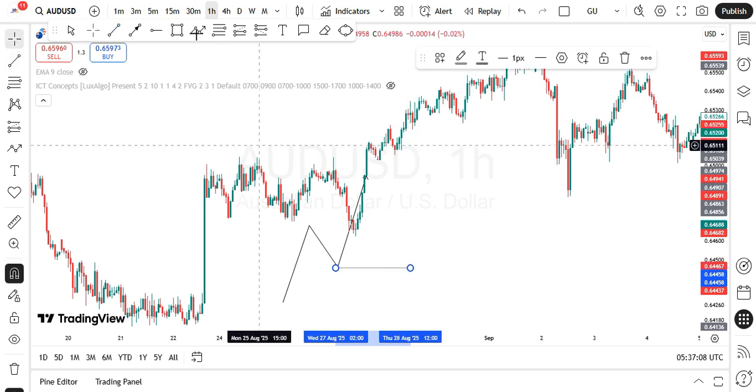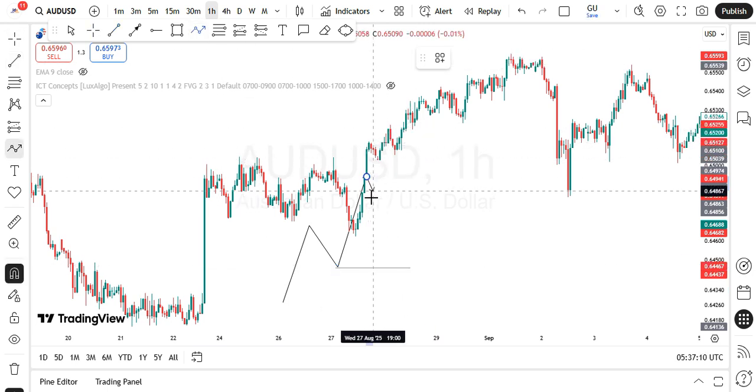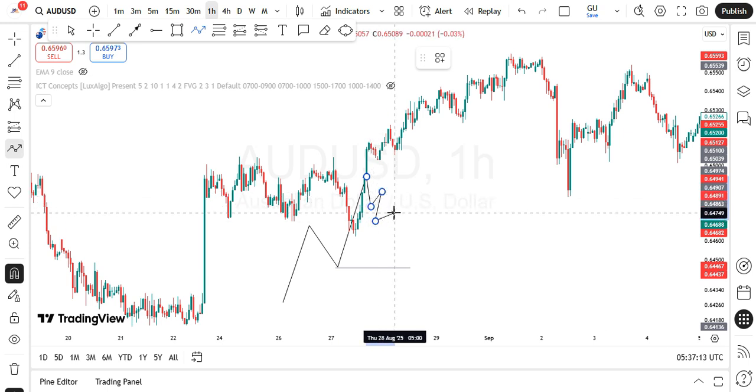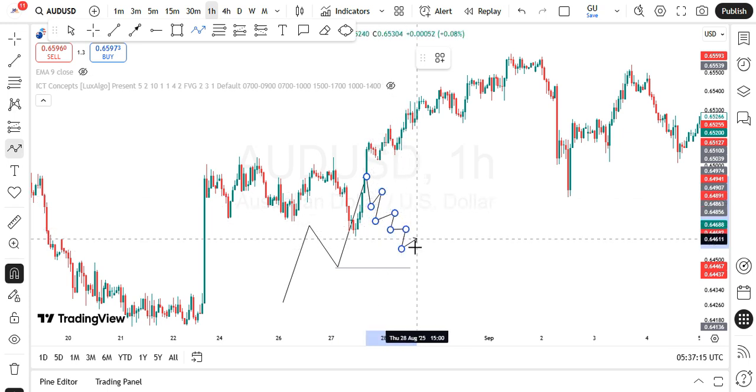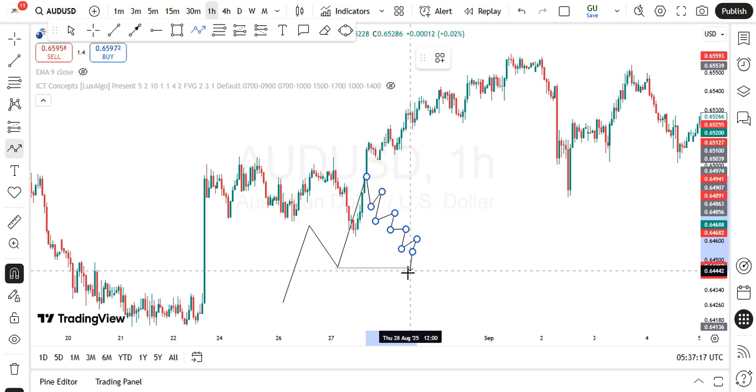Now the market can actually do whatever it wants. The market can go on this way, do anything that it wants to do. As much as it has not closed or broken below this low, we are still what?